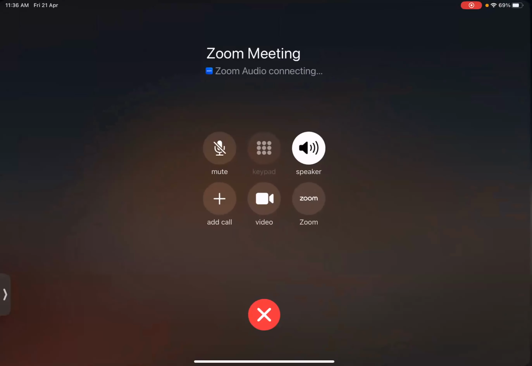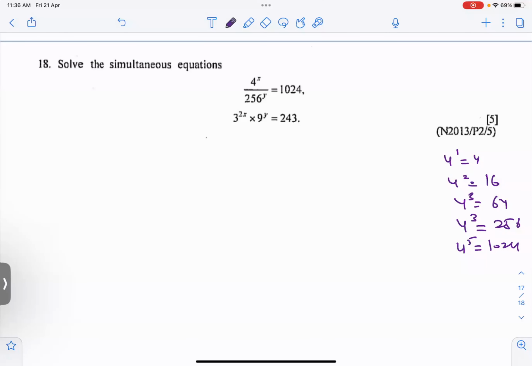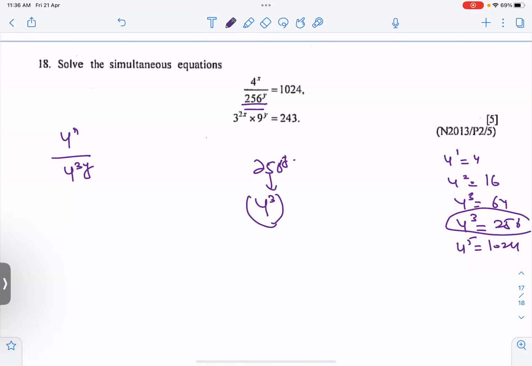Okay, so here, now what I'm going to do is I'll write 4 to the power x divided by, in place of 256, I can write 4 to the power 3. And there's a y here. So 256 to the power y can be written as, in place of 256, 4 to the power 3, and there's a y here. So 4 to the power 3y. Is this clear? Equals 4 to the power 5.